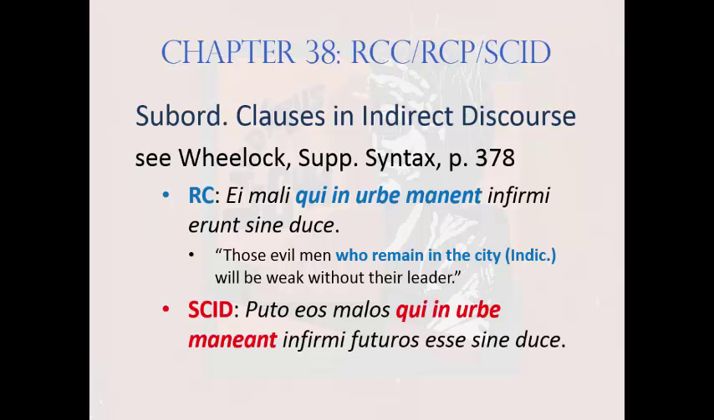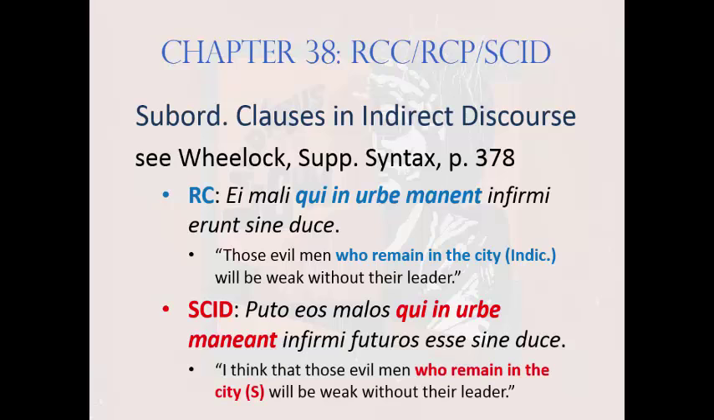Now here's the skid form of the relative clause. "Puto eos malos, qui in urbe maneant, infirmos futuros esse sine duce," meaning "I think that those evil men who remain in the city will be weak without their leader." Now remain is subjunctive, maneant, because the relative clause is inside another construction, indirect statement again.